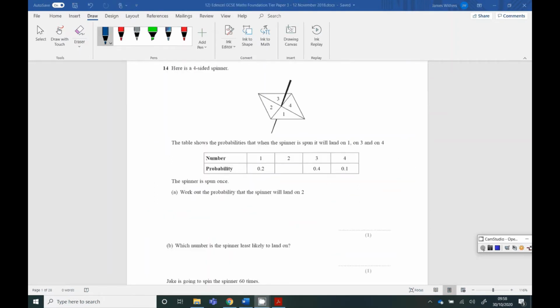Question 14, part A. Now the probabilities have to add up to a whole. So let's add up the three that we know. So 0.2 add 0.4 add 0.1 is 0.7. So the 2 must be the rest to take us up to a whole. 1 minus 0.7 is 0.3.